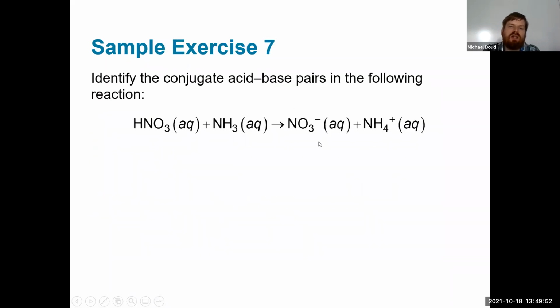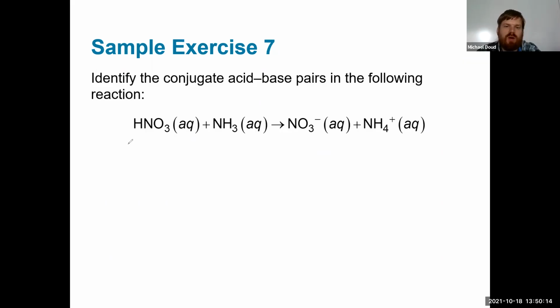Okay, next up, identify the conjugate acid base pairs in the following reaction. We have nitric acid reacting with ammonia to form nitrate and ammonium. So tell me what's the acid and the conjugate base, and then what's the base and its conjugate acid. Let's go ahead and pause the video.